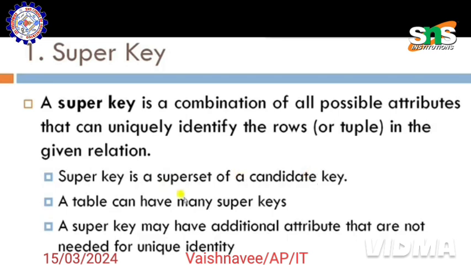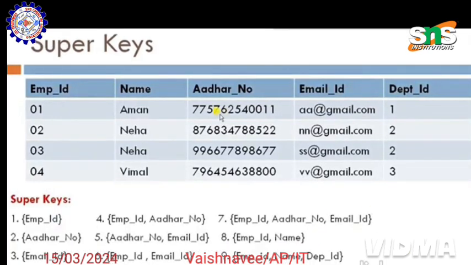Then let us consider the same table here: employee ID, name, Aadhaar, email ID, department ID. Here the super keys are employee ID; Aadhaar number; email ID; employee ID, Aadhaar number, email ID; employee ID, name; employee ID, name, department ID. So employee ID, name, Aadhaar number, email ID, department ID. Likewise, we can have a unique identification of a row. So this is about super keys.